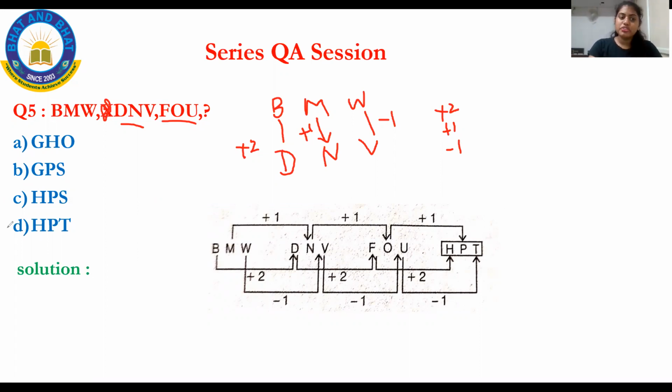Therefore, which is your option? Option D. No need to waste your time doing the middle things. If you want to check the middle ones, compare D and V, and then F, O, U. F to D: plus 2, minus 1. Did you understand the problem? Very easy.